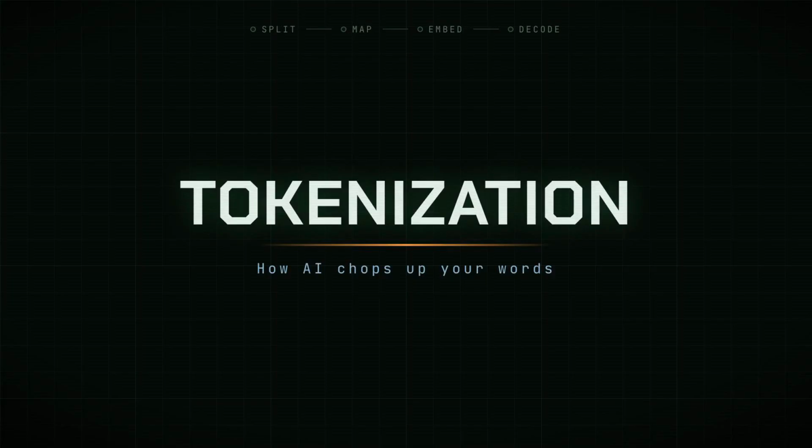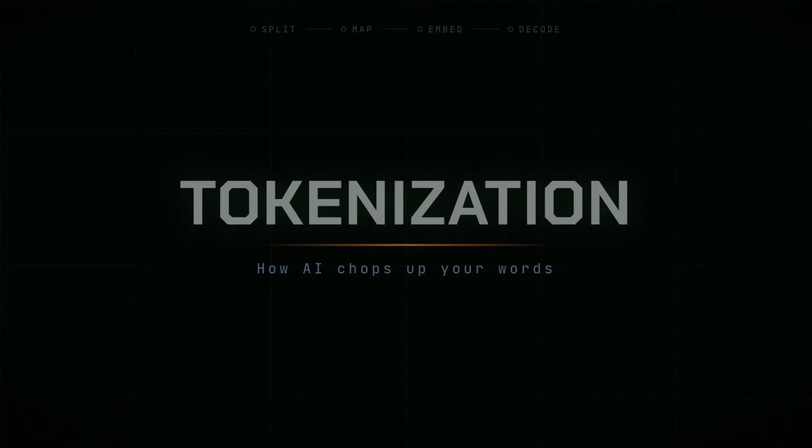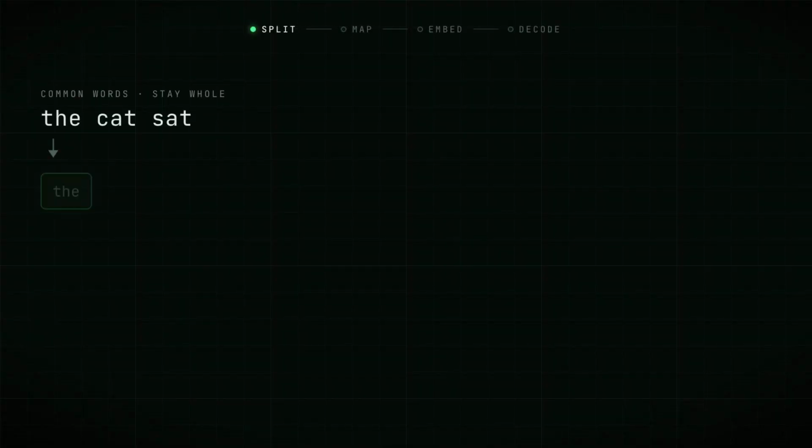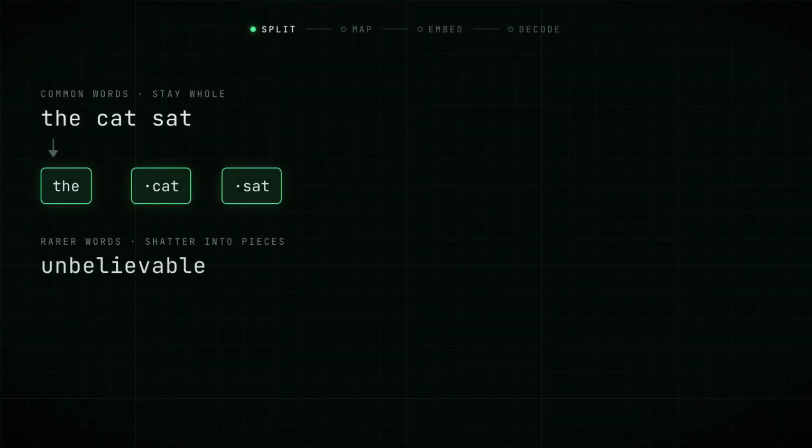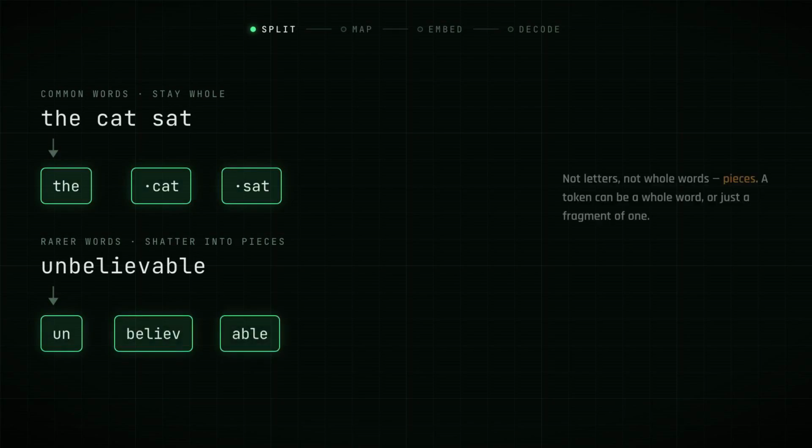It sees tokens. Here is how your words get chopped up, turned into numbers, and read by the machine. Step 1. Split. The AI breaks your text into chunks called tokens. Not letters, not whole words, pieces. Common words stay whole. Rarer ones shatter into parts.